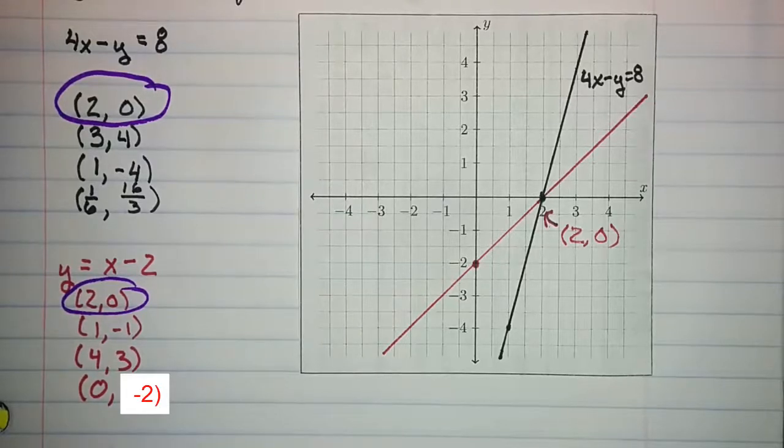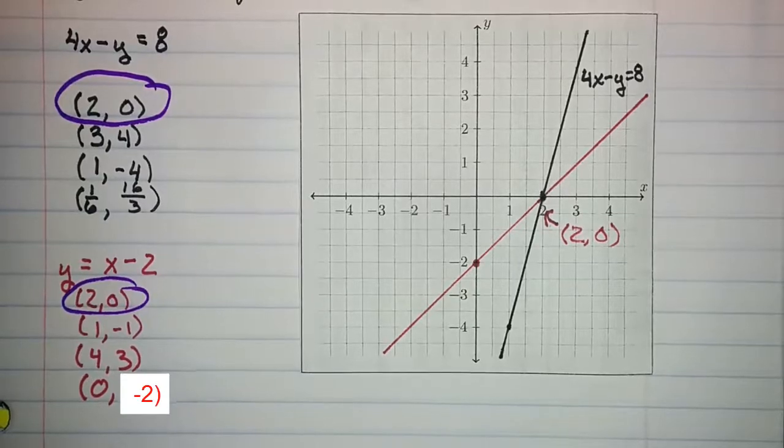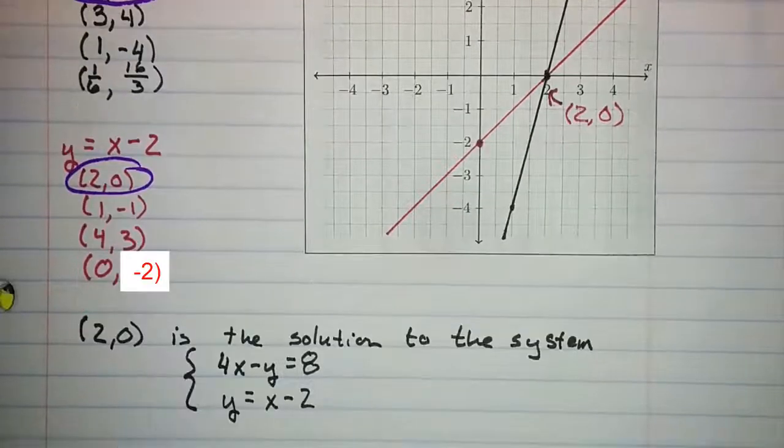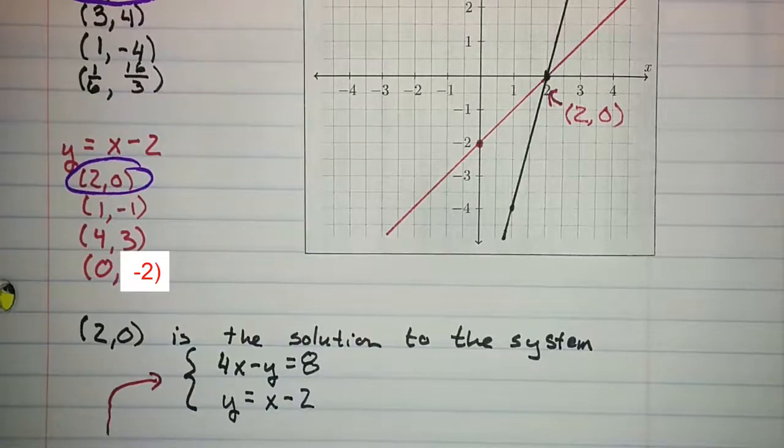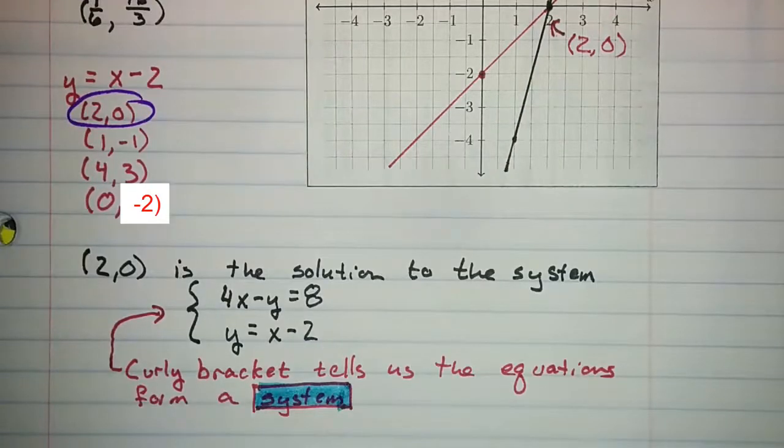When we're looking for the common solution to more than one equation, we call it the solution to a system of equations. This is what we write. We say that the point (2, 0) is the solution to the system of equations 4x minus y equals 8 and y equals x minus 2. We use this curved bracket to say that these two equations come as a group. It tells us that the equations form a special thing called a system.